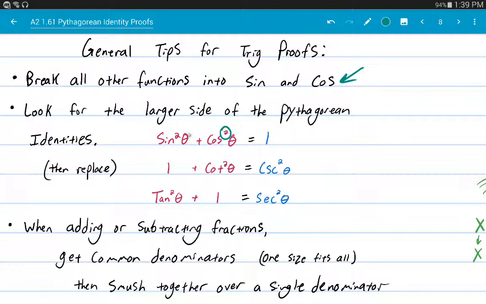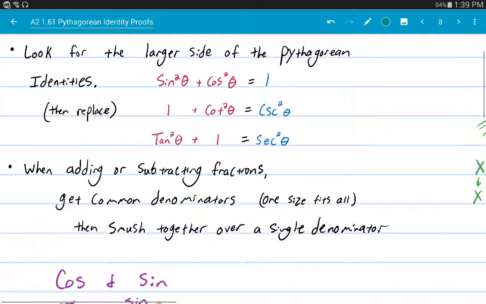Whenever I see squared trig functions, I get a feeling that it might be one of the Pythagorean identities, and then I refer to my little list.